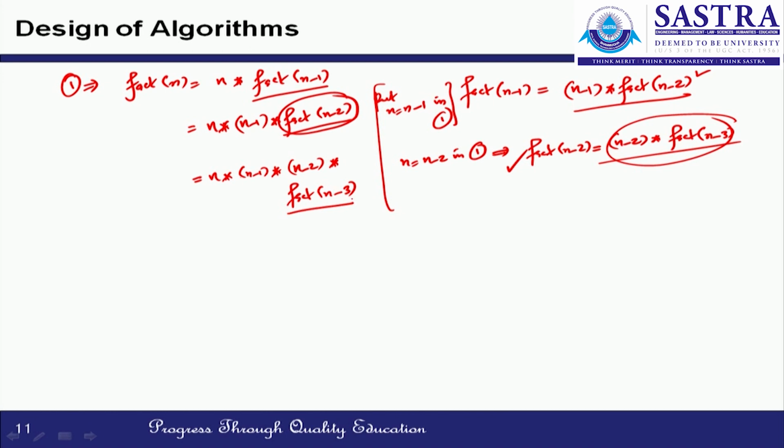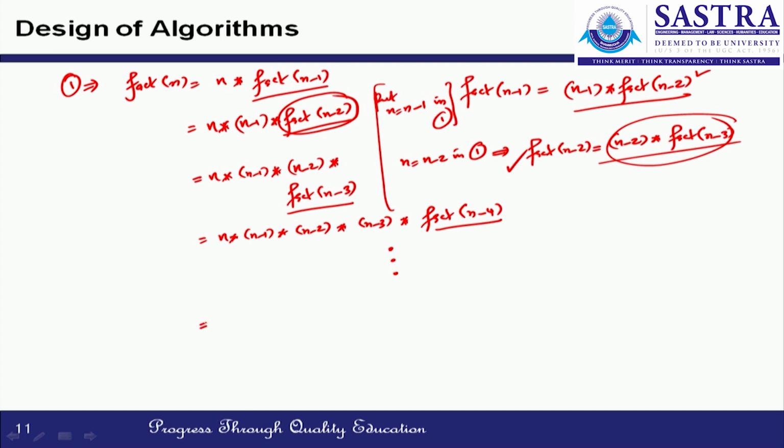Substitute n is equal to n minus 3 in 1. We have n into n minus 1 into n minus 2 into n minus 3 into fact of n minus 3 minus 1. That means fact of n minus 4. Then we can evaluate fact of n minus 4 as n minus 4 into fact of n minus 5. So this goes on.